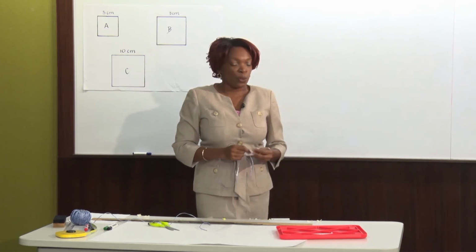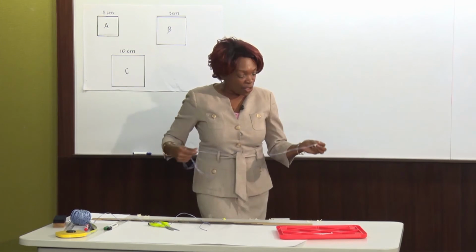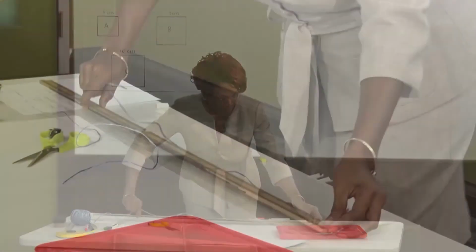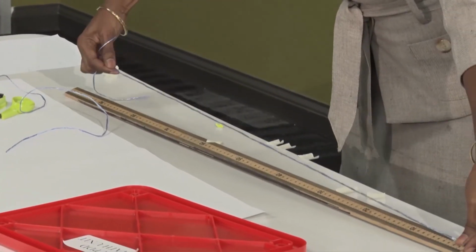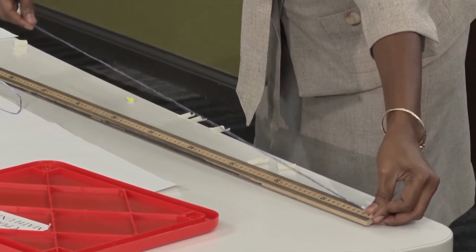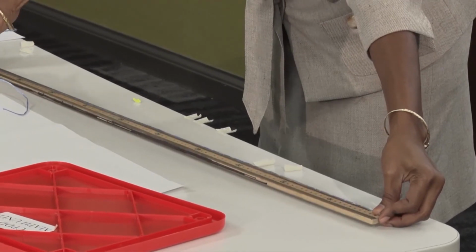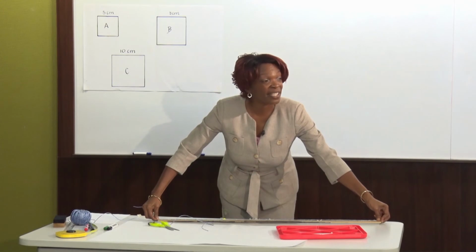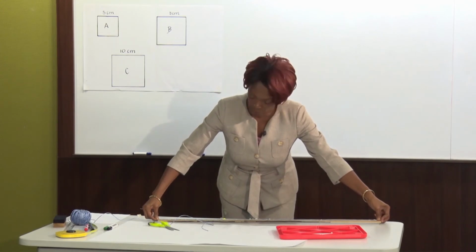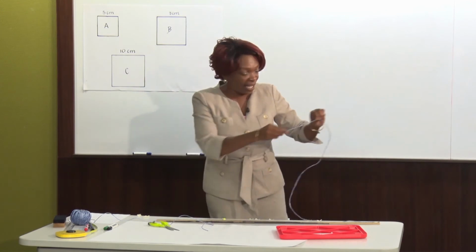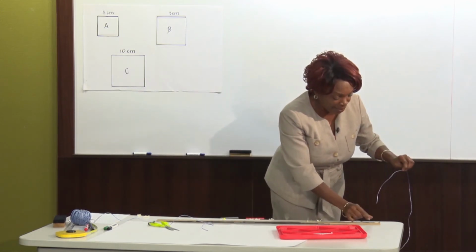So what I'm going to do, I'm going to put the edge of my string to the edge of the meter rule. I have reached 100. So I have to start all over again. 100. I'm going to put my mark at the end here, and I'm going to start at the beginning again.